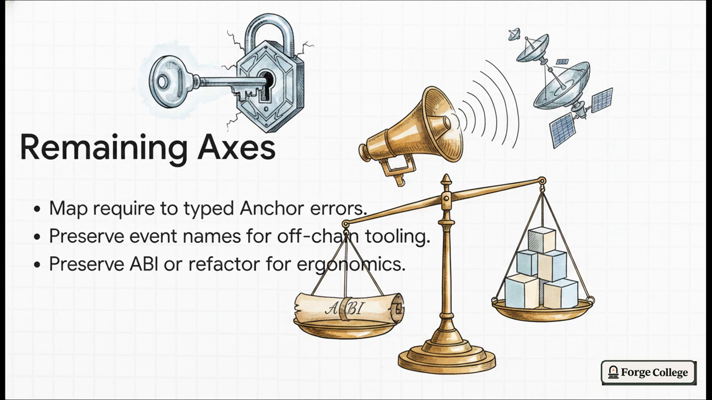If your off-chain tooling relies on specific event names and index topics, you've got to preserve them. And finally, API shape. This one's a balancing act. You're constantly weighing the need to preserve the legacy application binary interface for migration tools against the desire to refactor everything into clean, modular, idiomatic Rust instructions.